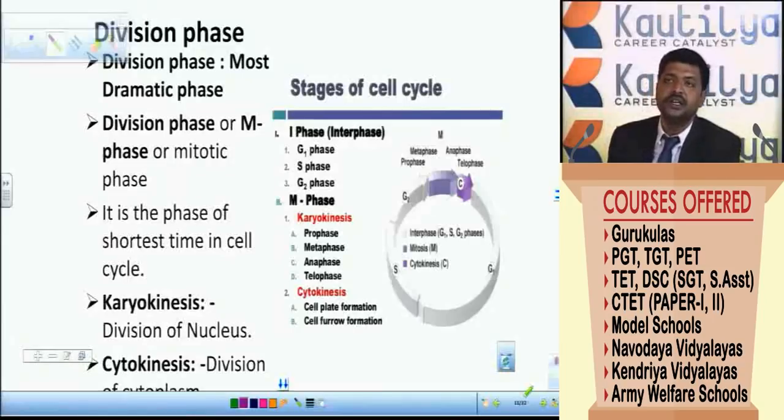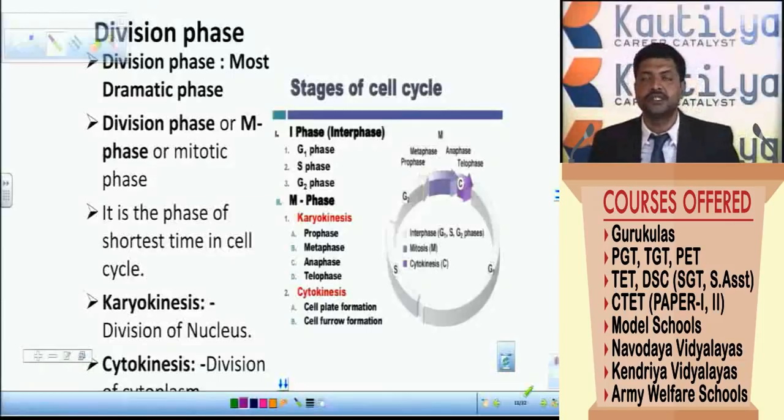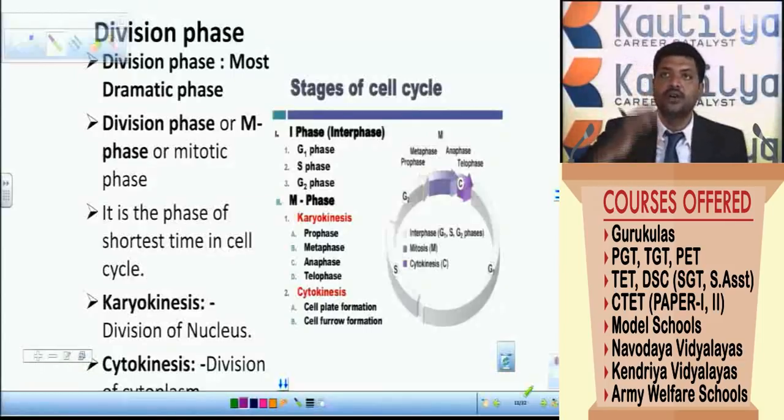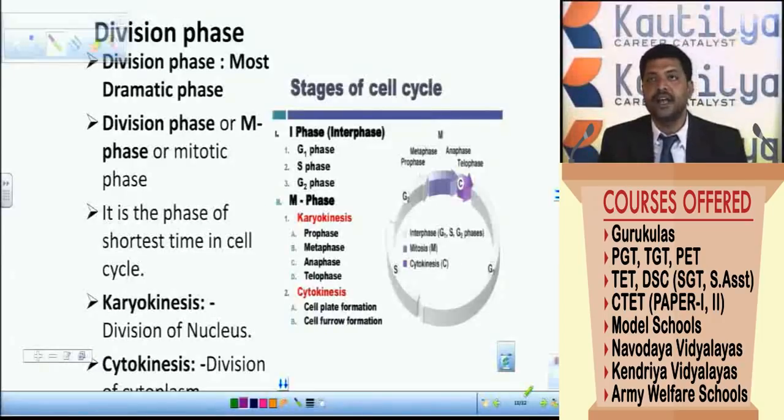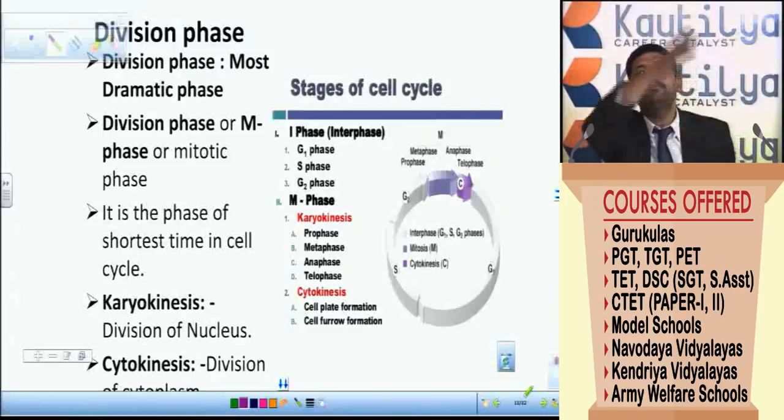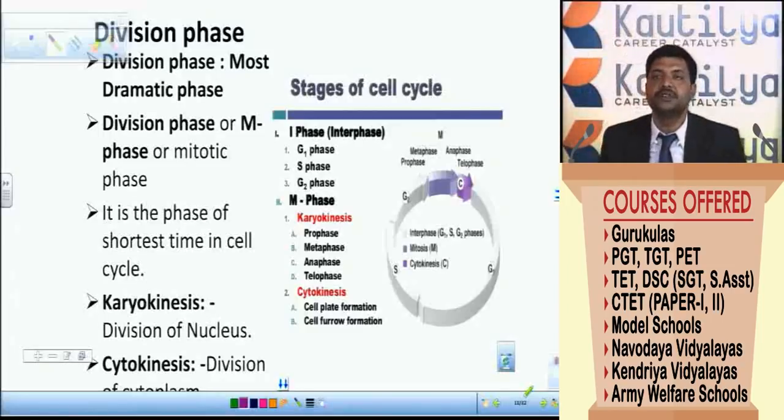The duration may vary from plant to plant, species to species and cell to cell. It is not exactly 12 hours, 7 hours or 5 hours, and not exact in that kind of way. Remember, different stages take different times. The only thing we explain is what is the maximum and what is the minimum time it takes. In comparison with the total interphase, the division phase is completed within a very short time.